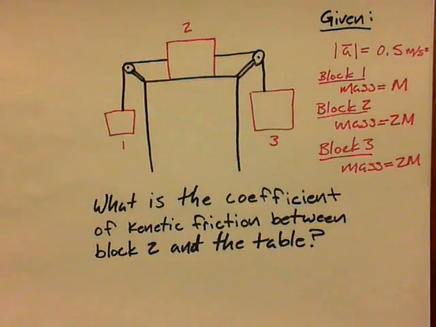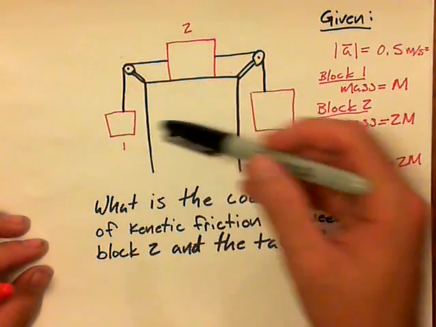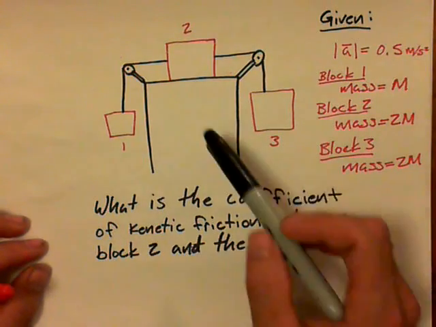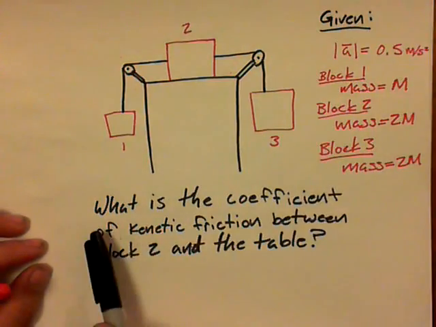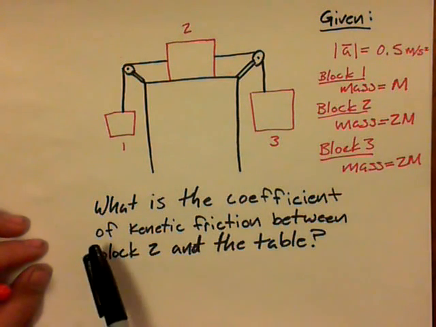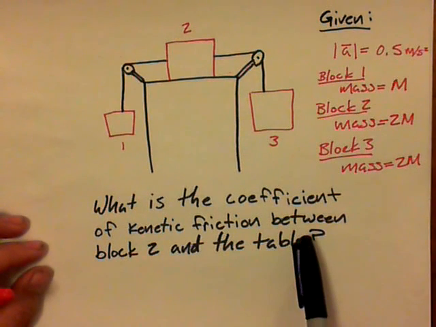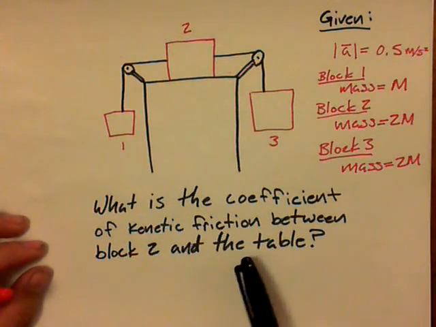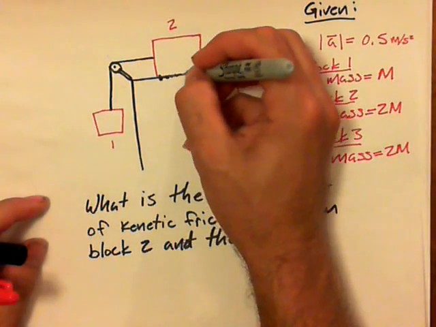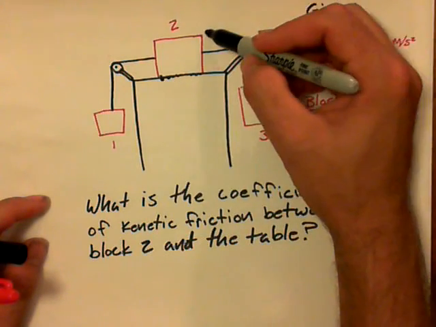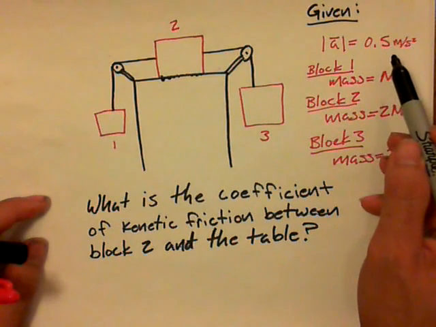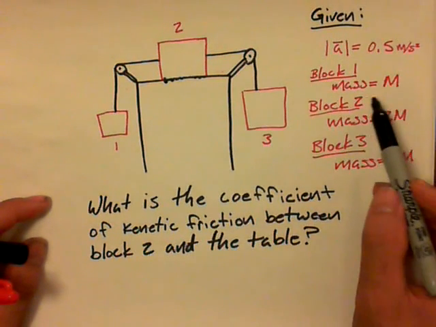So the question is that you have these three blocks, and they're all connected by this cable, and it wants to know what the coefficient of kinetic friction is between block 2 and the table, which is this block right here. It gives us an acceleration of 0.5 meters per second squared, and then it gives us the masses.